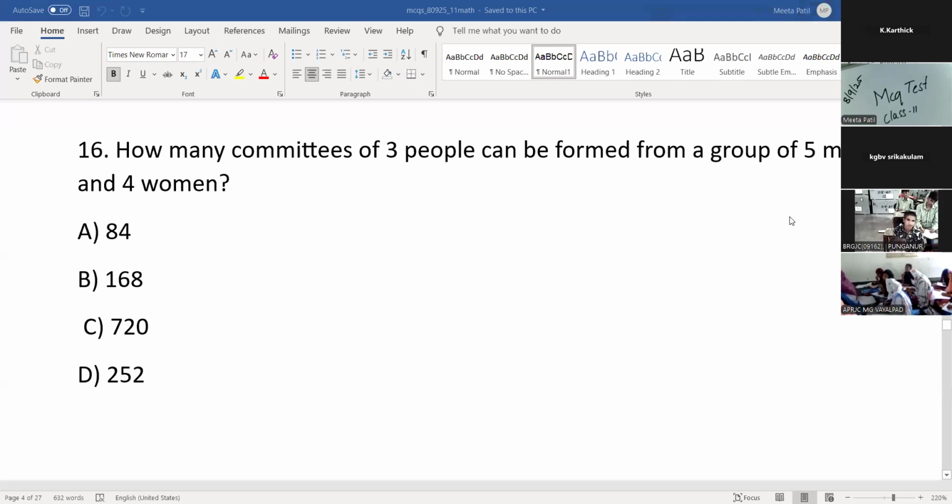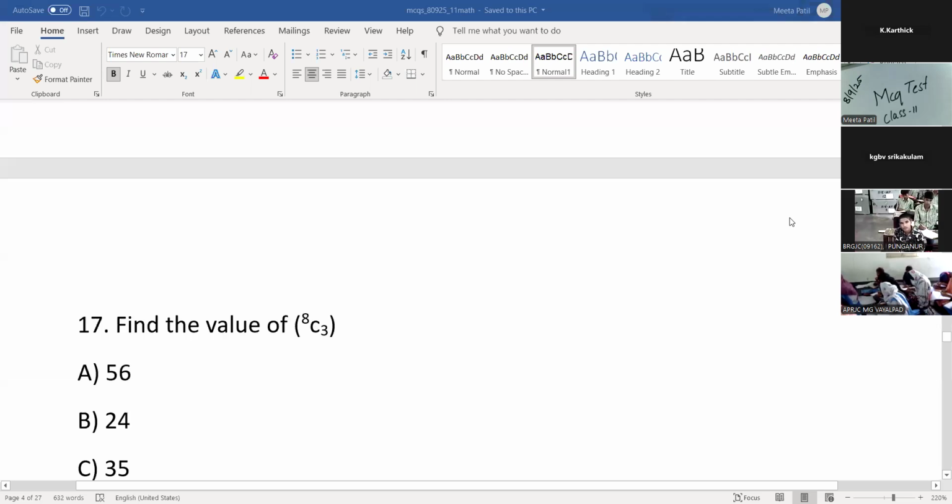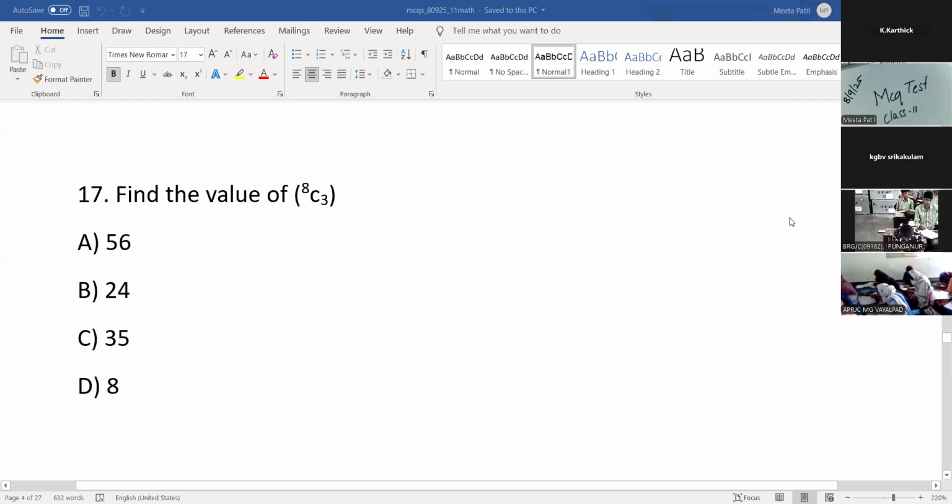We are moving further now. Your next question will be: find the value of 8C3. Option A is 56, option B is 24, option C is 35, and option D is 8.